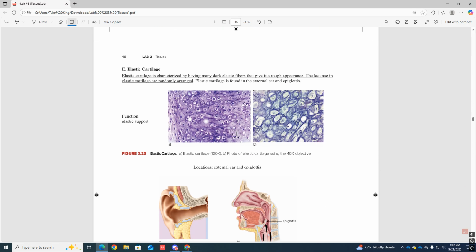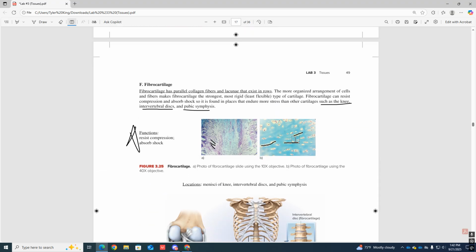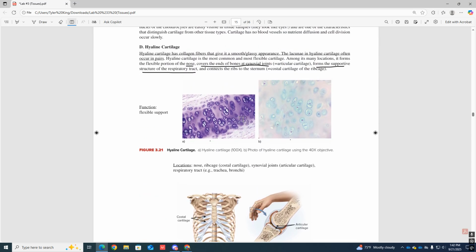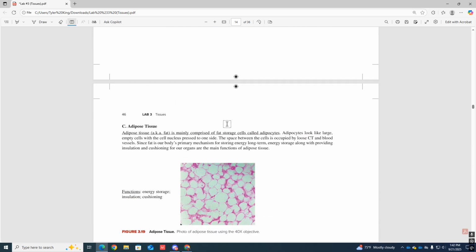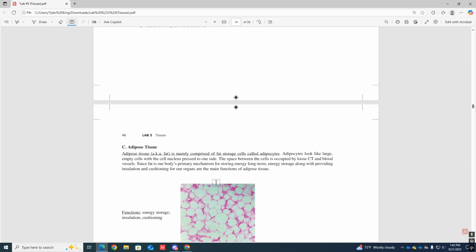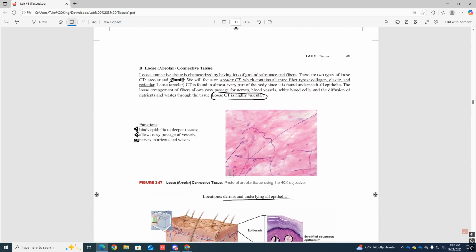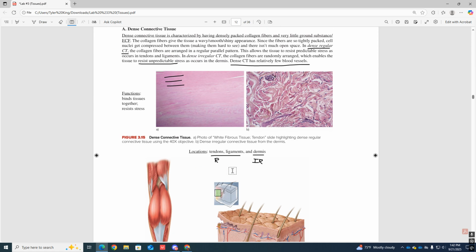But the big distinguishing characteristics here, of how you're going to distinguish these, are how are the lacunae arranged for the cartilage, okay? Are they all kind of random? Are they in rows here? Are they in pairs here? That's the big distinguishing characteristic, okay, for how you distinguish the 3 types of cartilage. Adipose, really easy, the marshmallows, right? But down here, how are we distinguishing the loose versus the dense, okay?